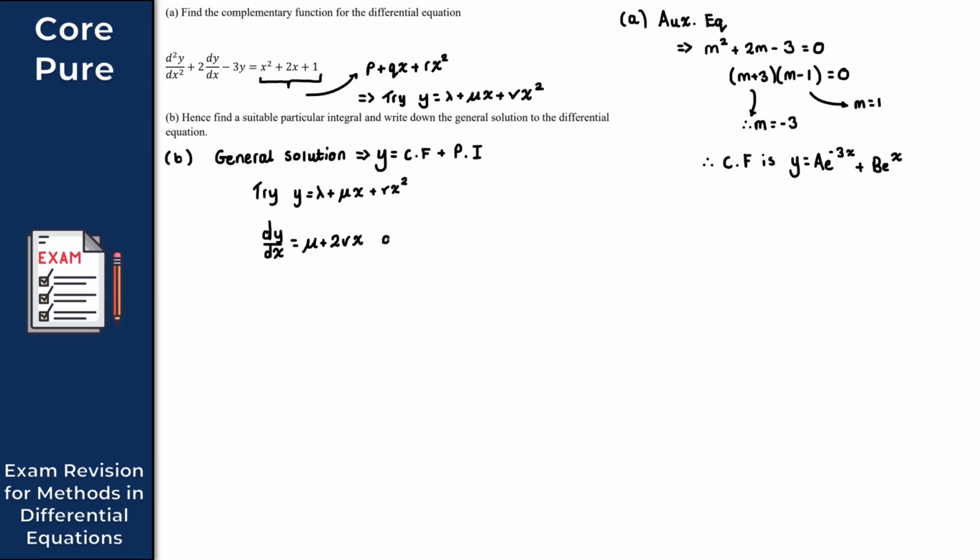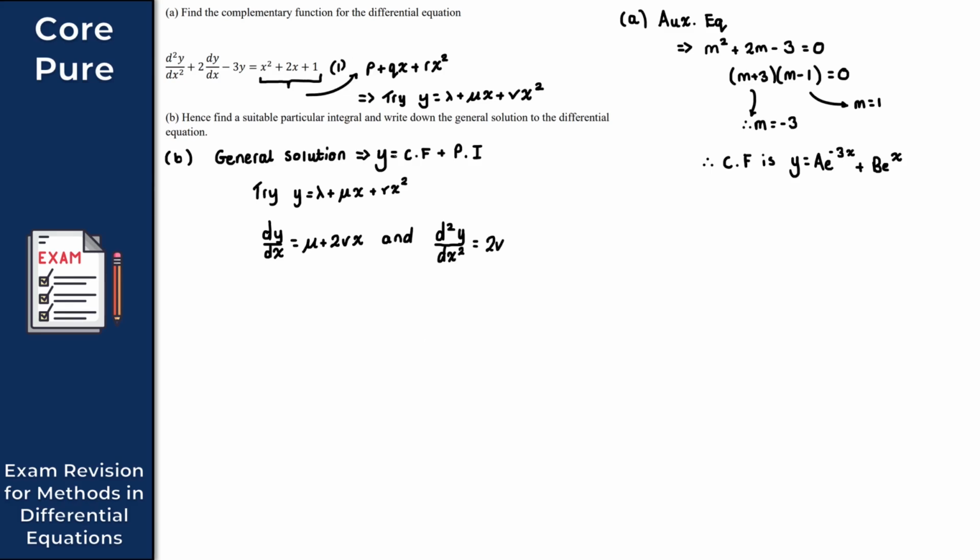And we also need here the second derivative, okay? So for the second derivative, I simply get 2 nu there. Okay. So what we're now going to do is take the first derivative, dy by dx, and also the second derivative, and substitute those into the original differential equation. Let's just call that equation 1.